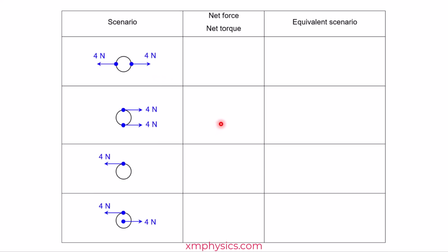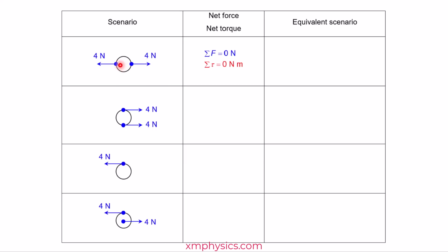Alright, I assume you have given your own thoughts. I'm going to review the answers now. So for this one, the net force is of course 0 and the net torque is also 0, right? The two forces, one left, one right, and therefore they cancel each other out.